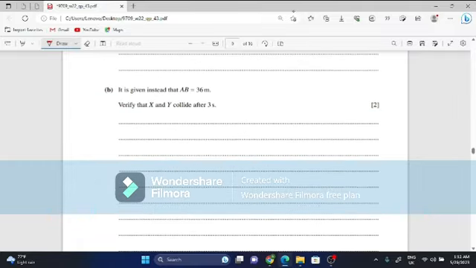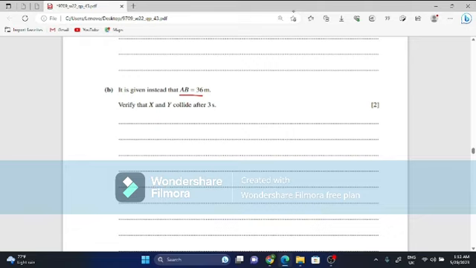For the next one, it is given that instead the AB is 36. Verify that X and Y collide after 3 seconds. So you have to use the time 3 seconds, and you have to show that the distance should be 36 instead of 37. So let's try. AB is basically what? Sx minus Sy.